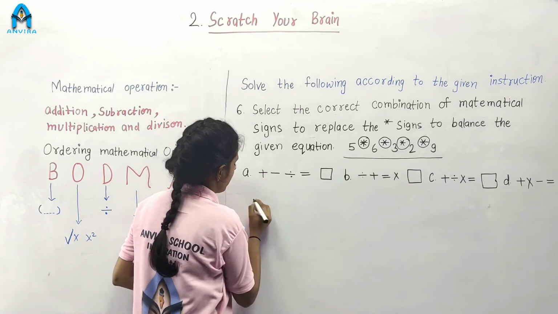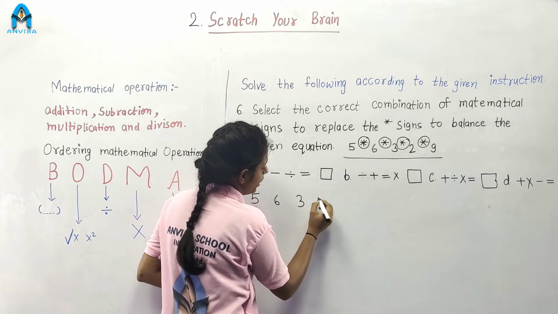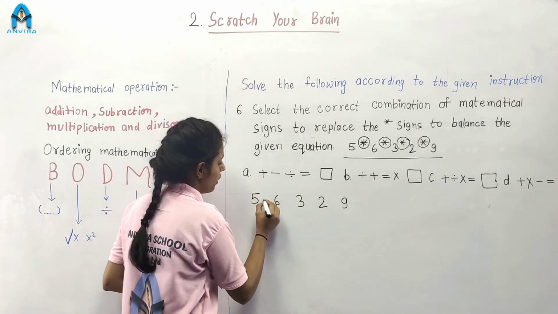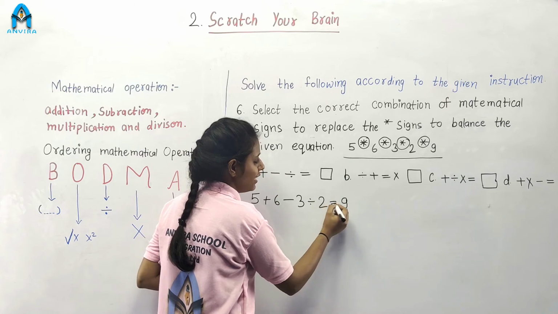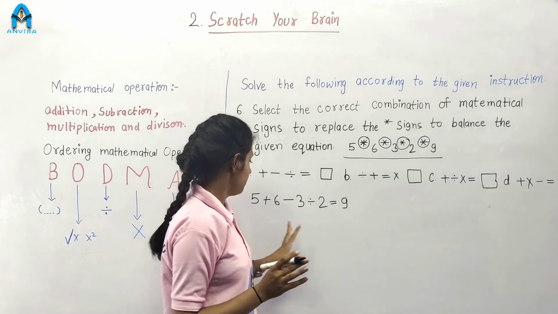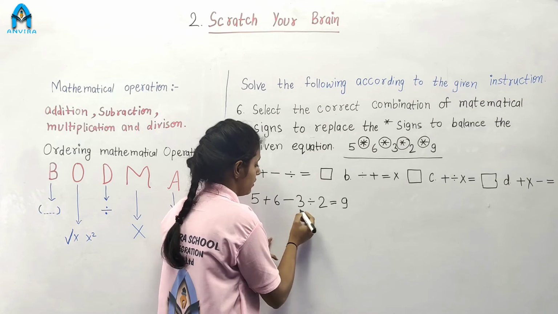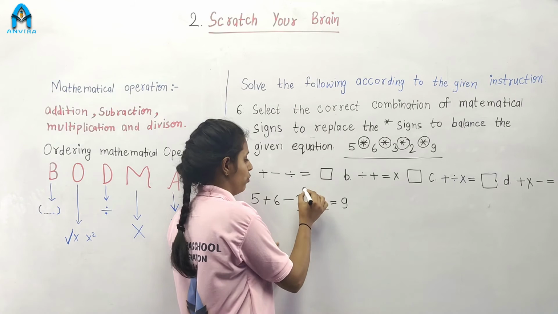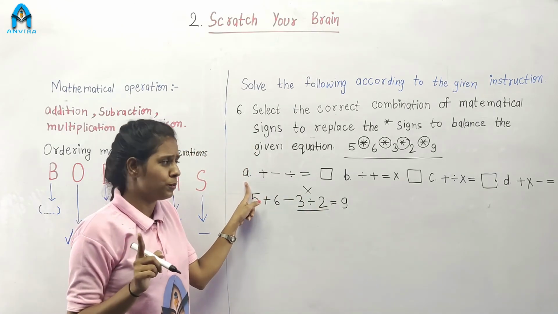First, option A. 5, 6, 3, 2 and 9. So, add, subtract, divide is equal to. So, find out if this is a correct sequence or not. First of all, which operation can we solve? Divide. 3 divided by 2. This is not possible. So, our option A is not the correct option.